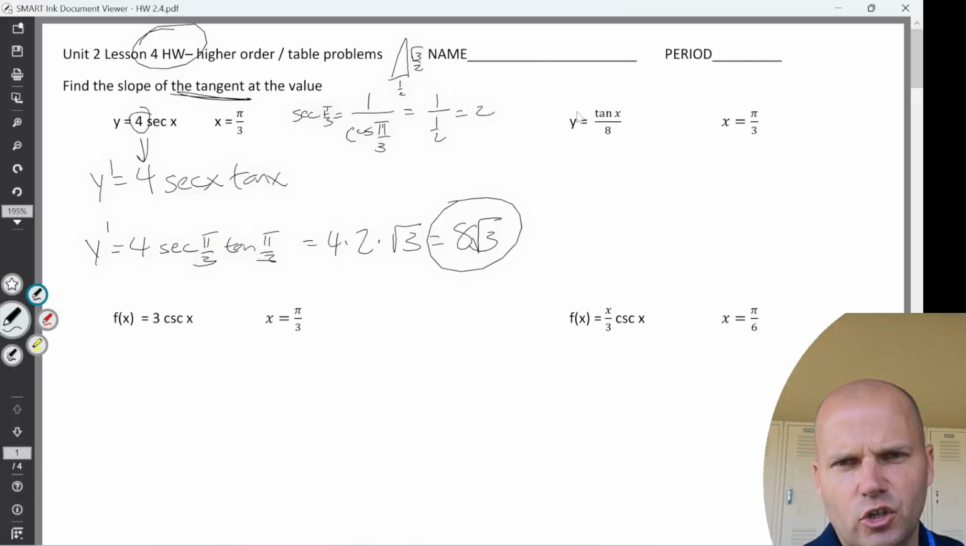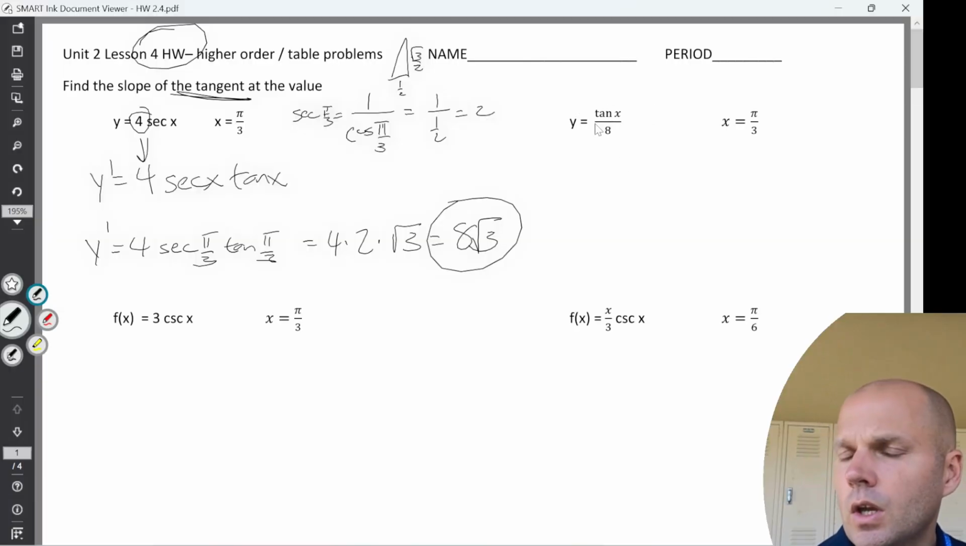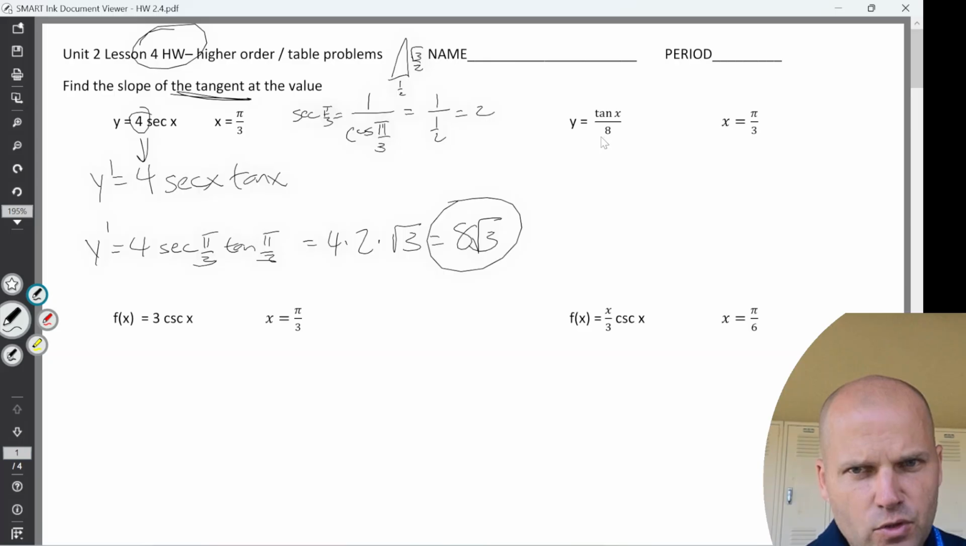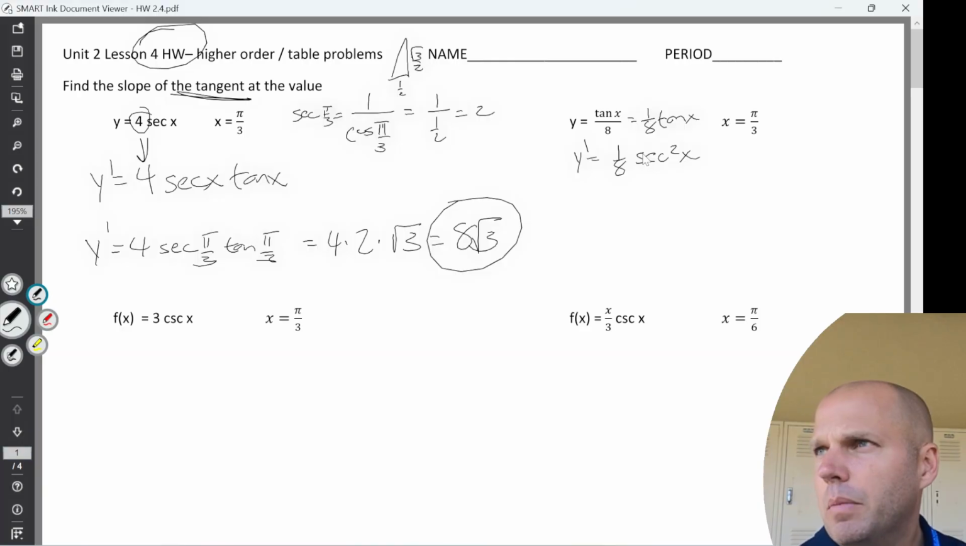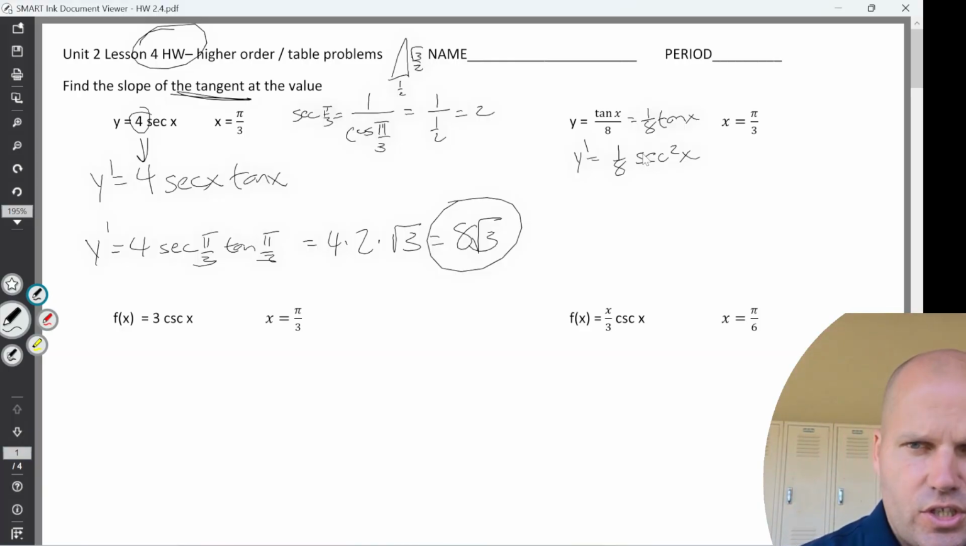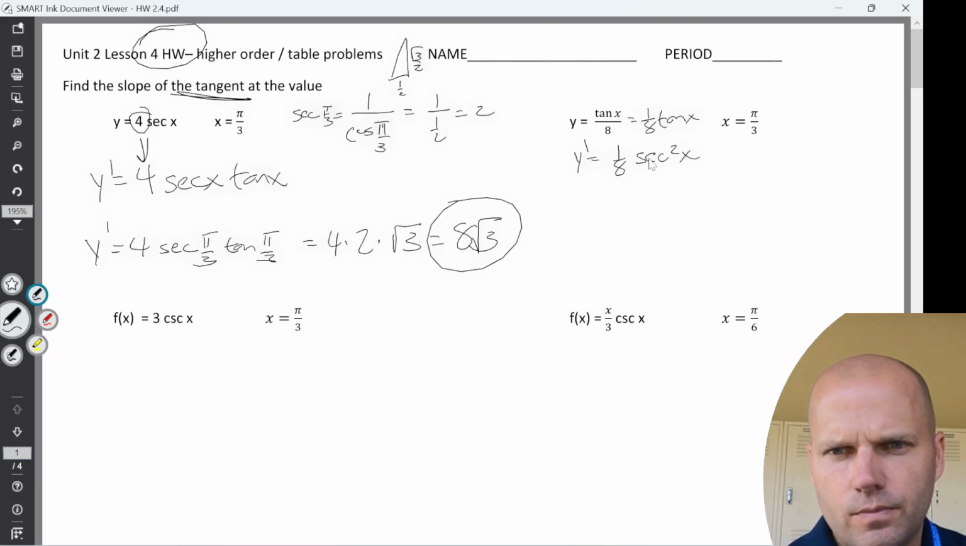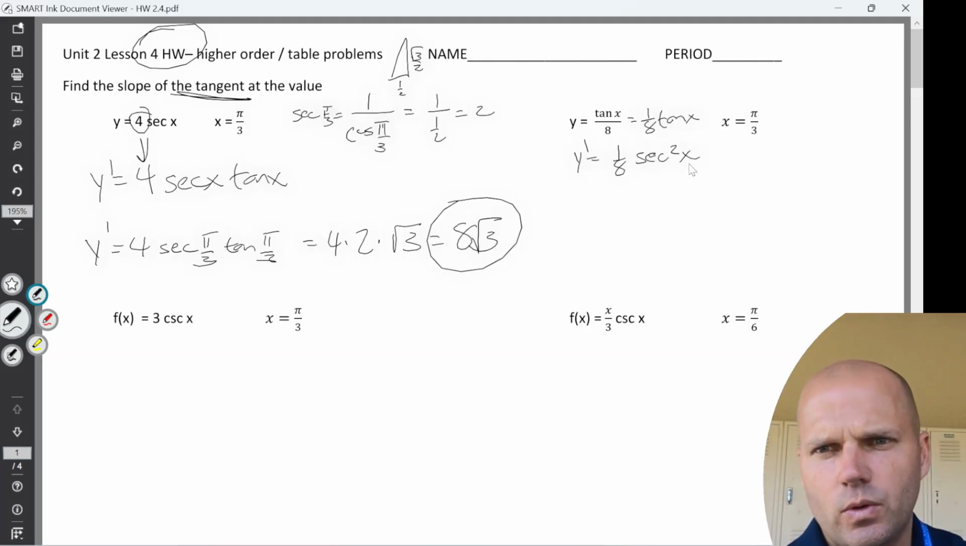Eight root 3 is my slope of the secant function. Giving you this tangent over 8 is not so that you have to use the quotient rule, but so that you realize you don't have to use the quotient rule. You can write it as 1/8 times tan x, which means the slope's constants stick around unless they are by themselves. So that 1/8 just sticks around. Don't have to use the quotient rule. You get 1/8 secant squared x.